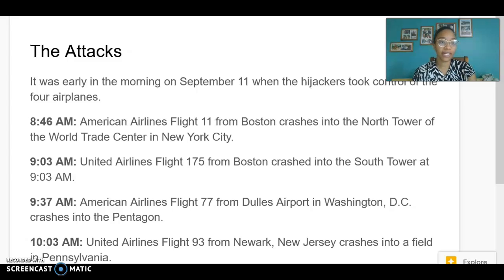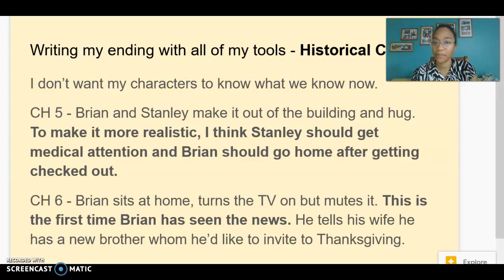Now, from the historical context, I'm thinking a little bit more globally at this point because now the 2 planes have already crashed. So we're not so focused on the news in this moment because Brian, number 1, hasn't seen the news, and number 2, he's in New York. He isn't as affected by the crash in Pennsylvania or Washington, D.C. So I don't want my characters to know what we know now. As we look back on this story, we'll understand the weight of September 11th and what happened on that day. But they're living in the moment, and they don't necessarily understand all of that yet.